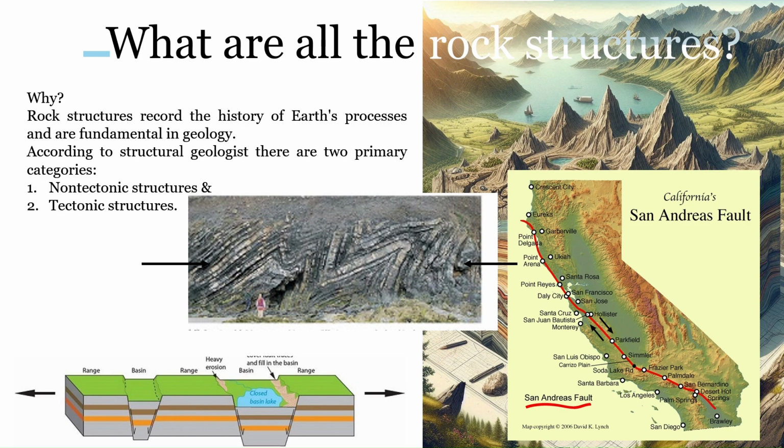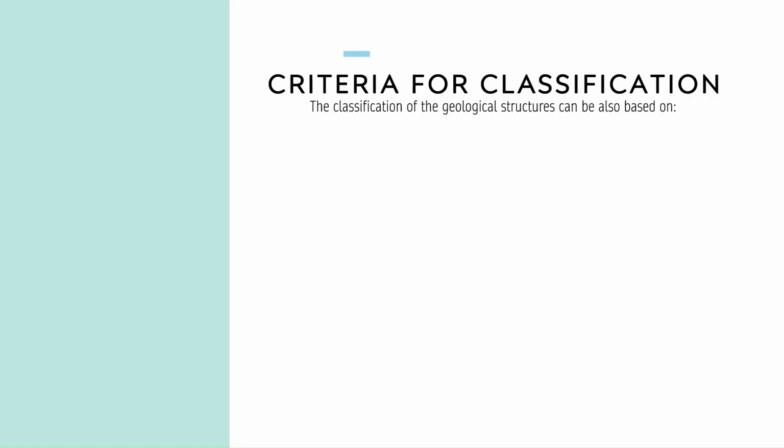So we have two broad categories. One is non-tectonic, which does not have much relationship with tectonic events. The next is tectonic structure, which is primarily related to tectonic activity. Do we have only this two-structure classification or any other? That will be a question, right? There are many classifications and many criteria for classifying rock structures. We will try to cover some headings in this video.